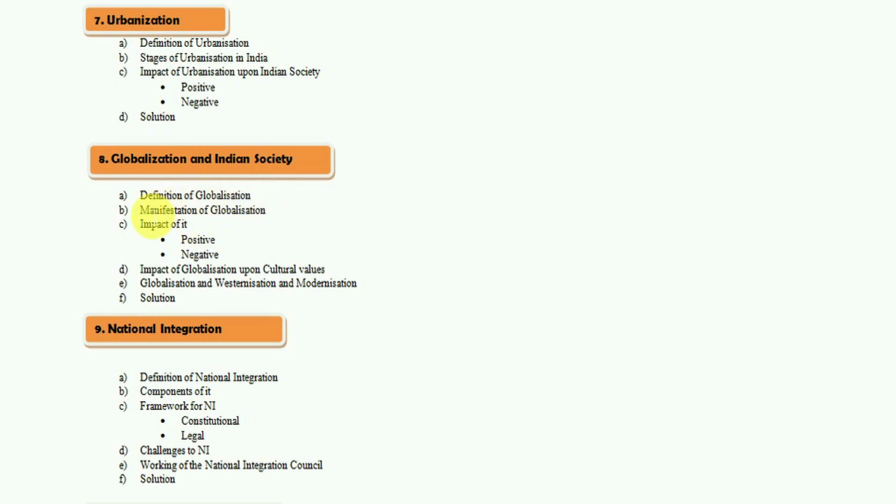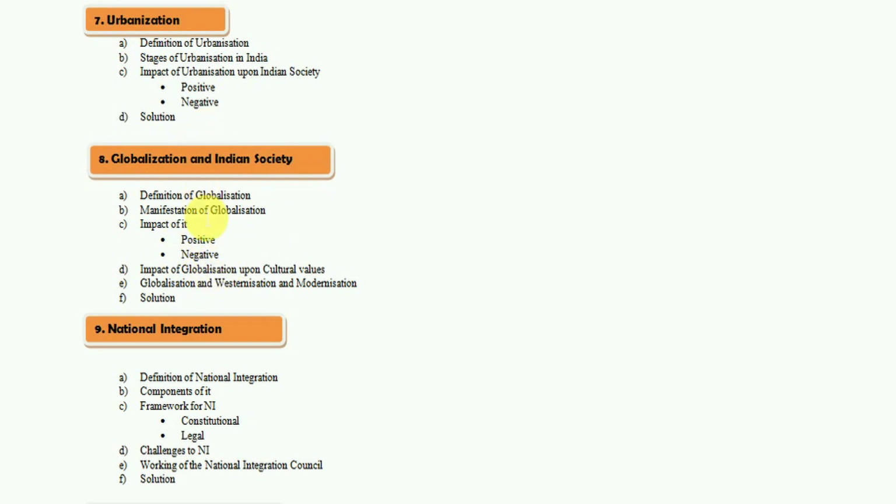Next, we are supposed to see the manifestation of globalization upon Indian society in terms of our culture, our dressing sense, our food habits, the position of women, and the lifestyles of children. Everything is getting changed by globalization. So first we are supposed to see all this manifestation under different headings. Even though these headings are not mentioned here, there are a number of headings under which we are supposed to see the impact of globalization. After that, we are supposed to understand the positive and the negative impact of globalization.